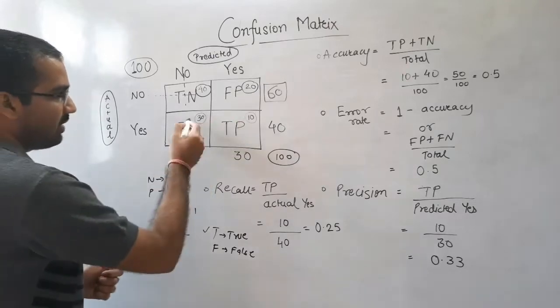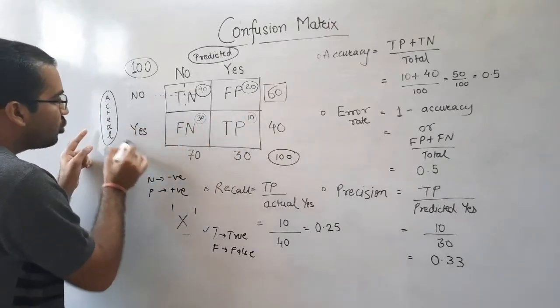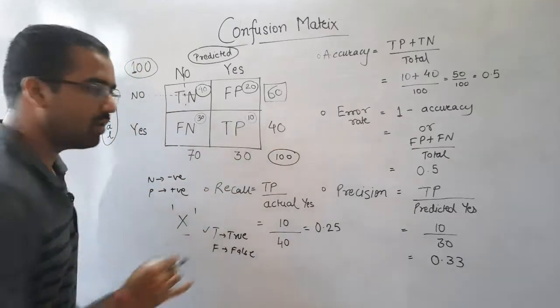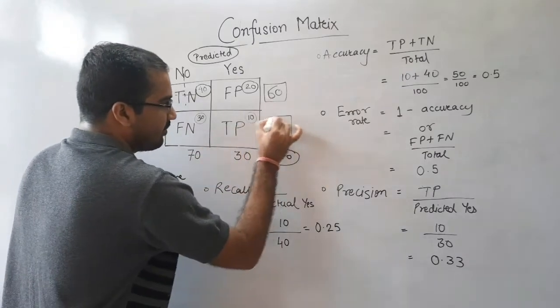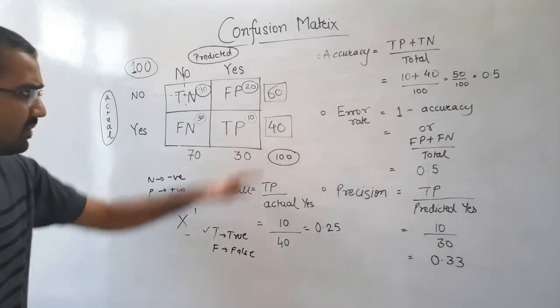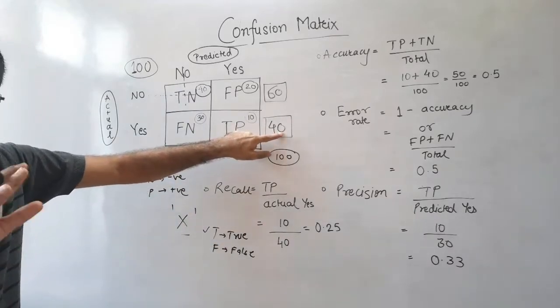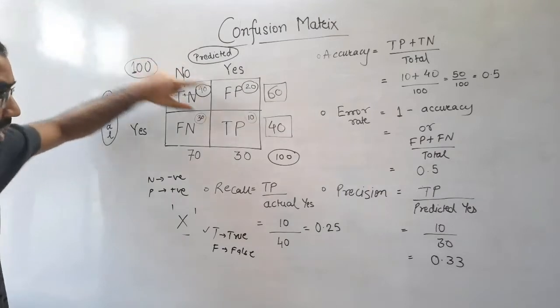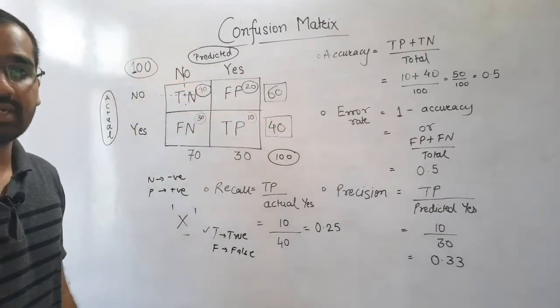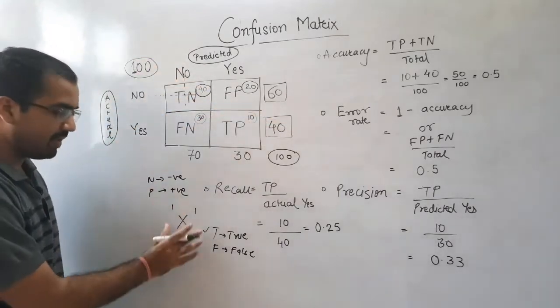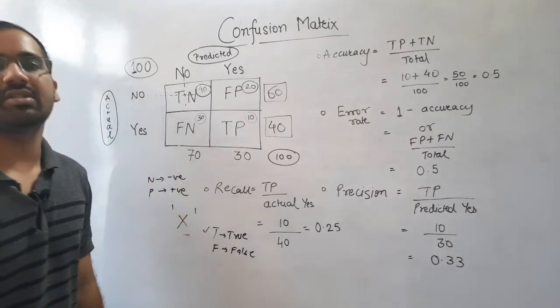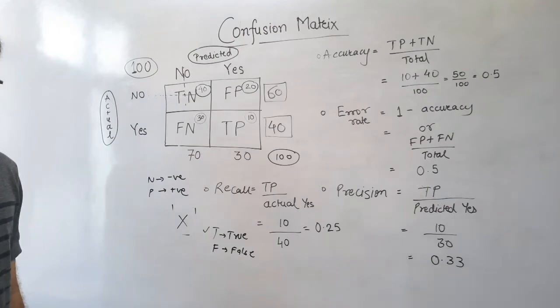If we just see it, actual yes, 30 plus 10, 40. What do we mean by this respective figure? This is pretty easy. 40. In actuality, in reality, out of these 100 samples, there are 40 such patients who are actually suffering from this disease X. Yes, they are positive to this respective disease X. Okay, I hope you got this point.